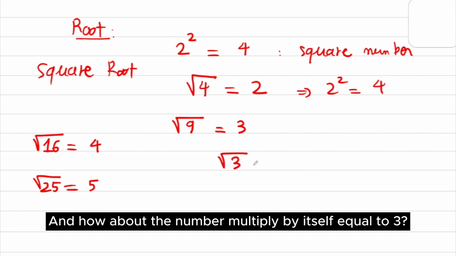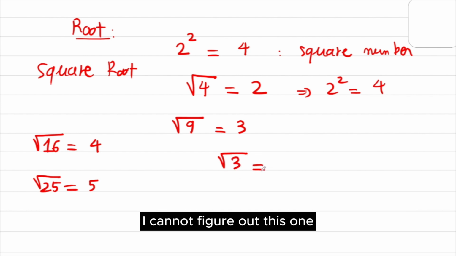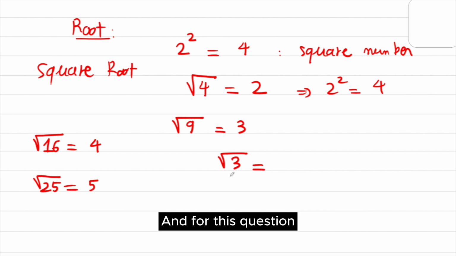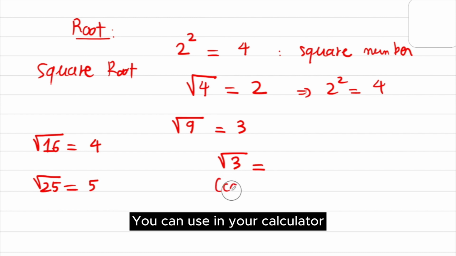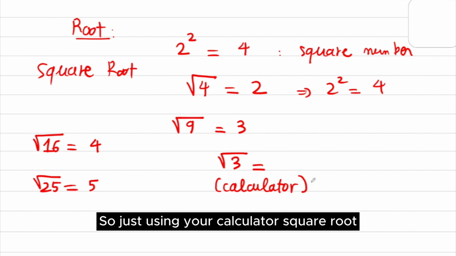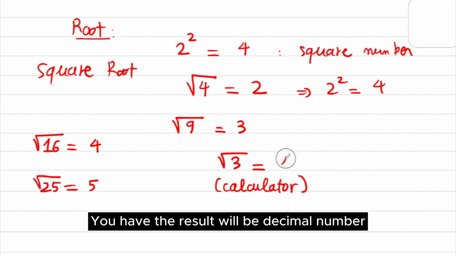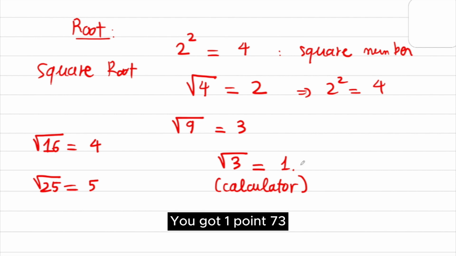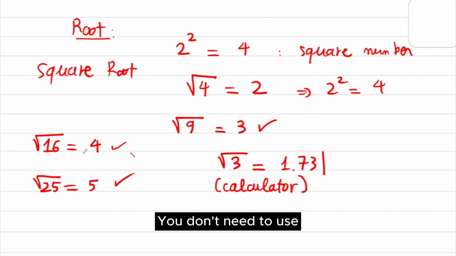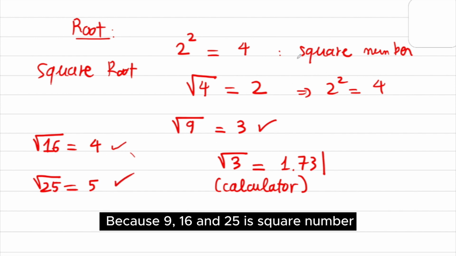And how about the number multiplied by itself equal to 3? I cannot figure out this one. The number 3 here is not a square number, so I cannot figure it out by myself. For this question, you can use your calculator. Calculator skill is very important when you take a root, whether square root or cube root later. Just using your calculator for the square root, the result will be a decimal number, and taking two decimal places, you get 1.73. So this one you use a calculator, but for the others you don't need to, because 9, 16 and 25 are square numbers.